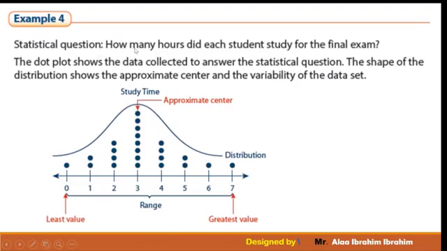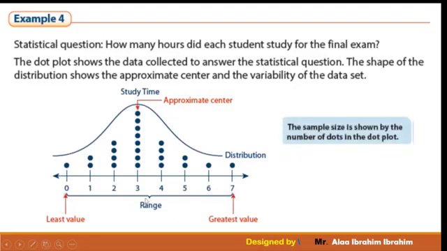This example is a statistical question: how many hours did each student study for? The dot plots show the data collected to answer the statistical question. The shape of the distribution shows the approximate center and variability of the data set. So this is your bell, if you remember. This is your peak, this is your top, and the range is the biggest number minus the smallest number. So 7 minus 0, the answer will be your range.